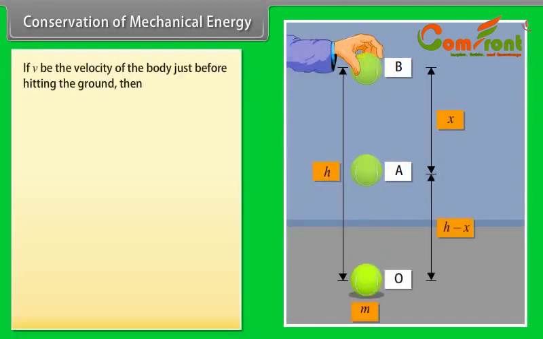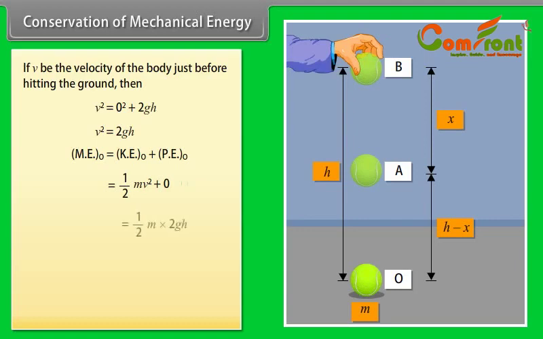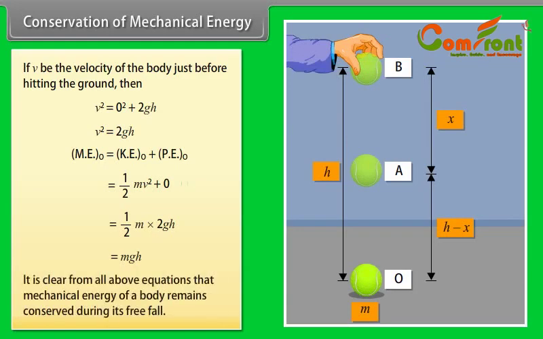If v be the velocity of the body just before hitting the ground, then v square is equal to 2gh. Here, mechanical energy of the body at O is equal to kinetic energy of the body at O plus potential energy of the body at O. By calculating it, we get mechanical energy of the body at O is mgh. It is clear from all the above equations that mechanical energy of a body remains conserved during its free fall.